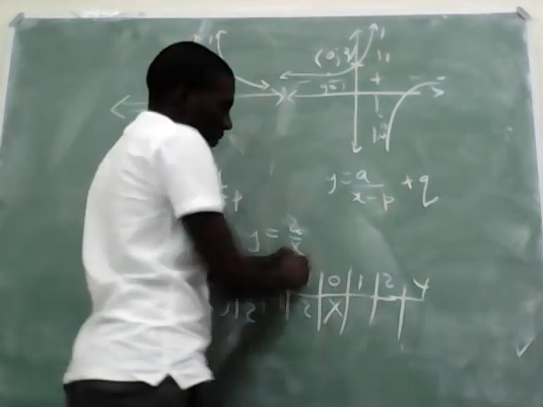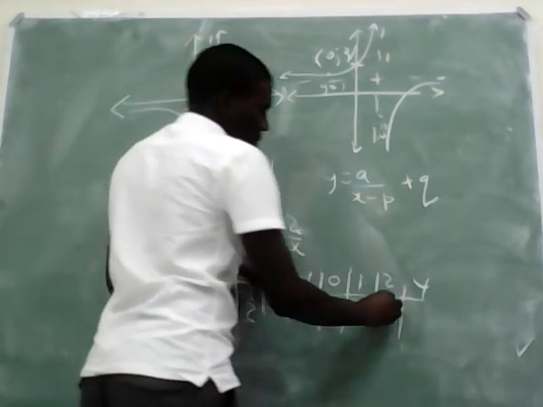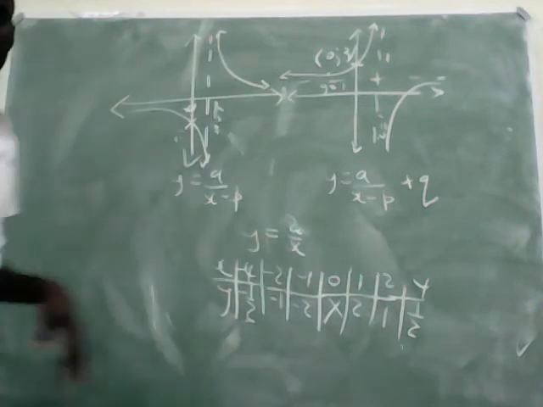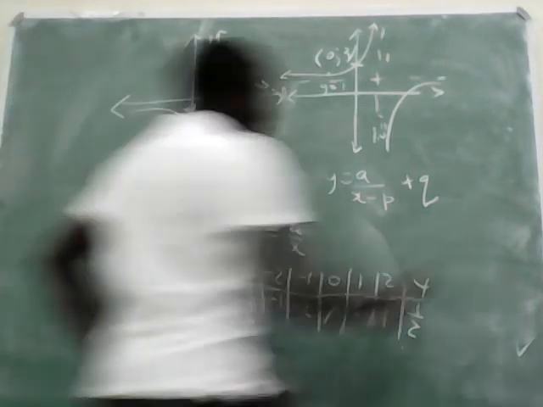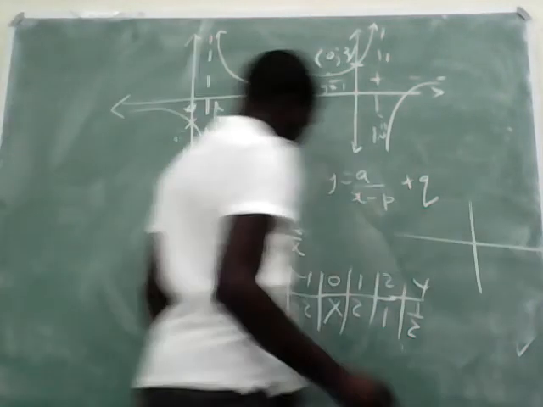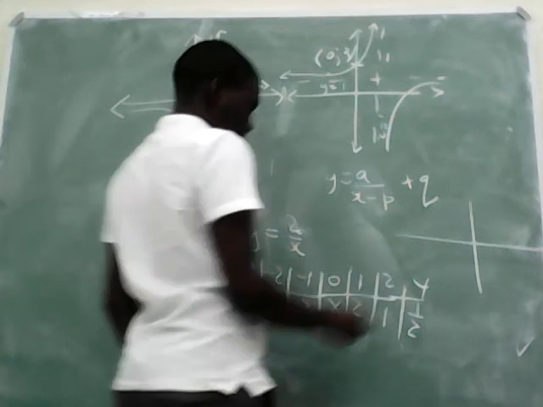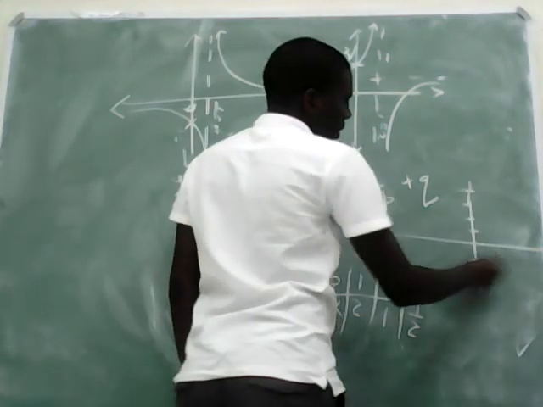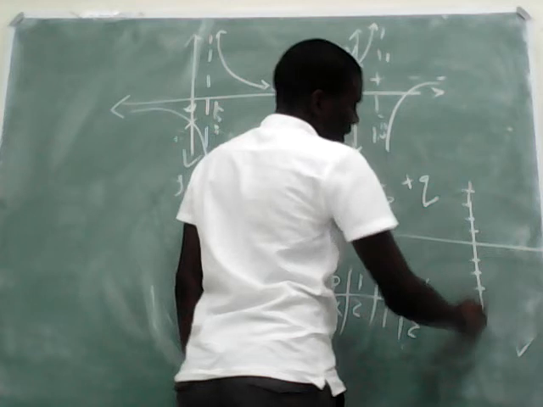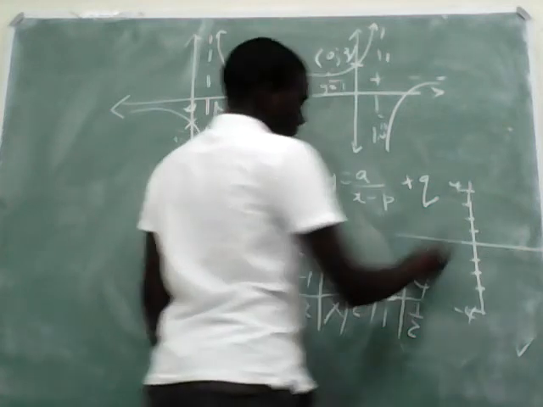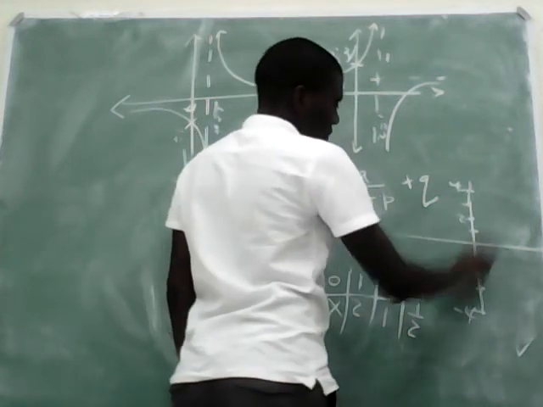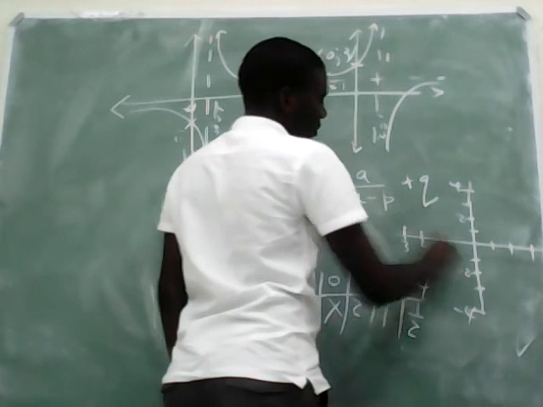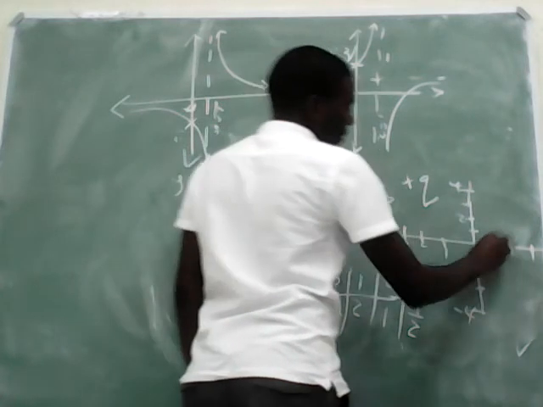I substitute 1, 2 over 1 is 2. Substitute 2, 2 over 2 is 1. Substitute 4, 2 over 4 is half. Now let me try and draw this. I mark 1, 2, 3, 4 on each side of the axes, positive and negative.